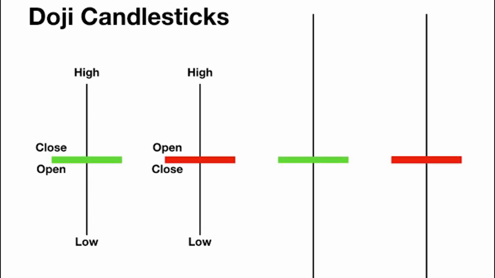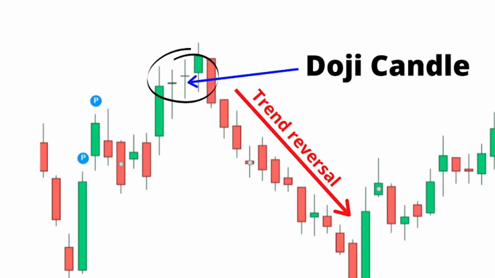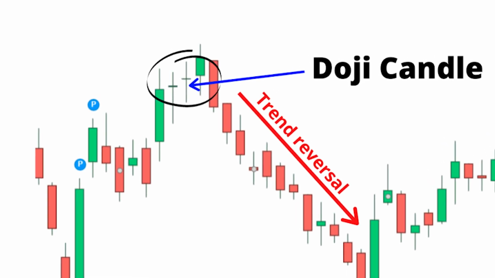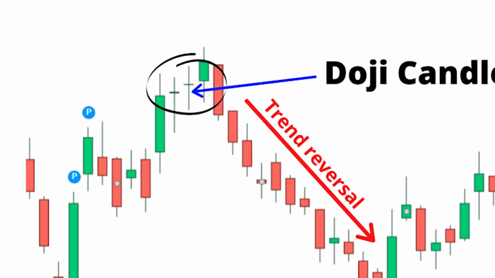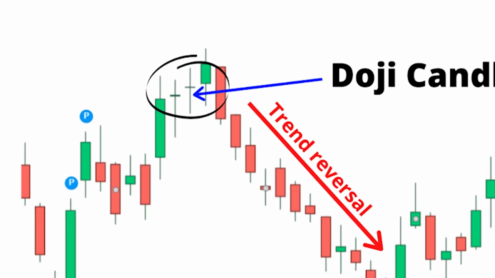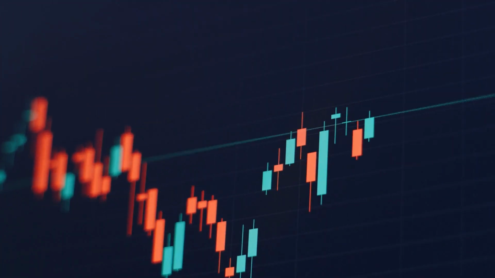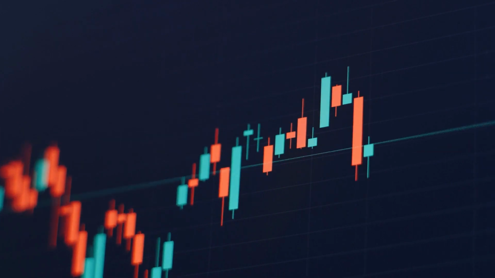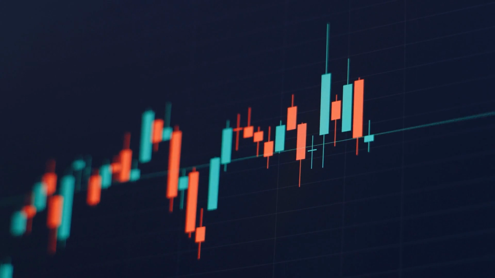A doji occurs when the opening and closing prices are very close together, creating a small body with long wicks above and below. This candle shape can indicate indecision in the market and a potential reversal in the stock's trends. As the GameStop saga unfolded, doji candlesticks began to appear more frequently on the charts, suggesting that the market was unsure about the stock's future direction.